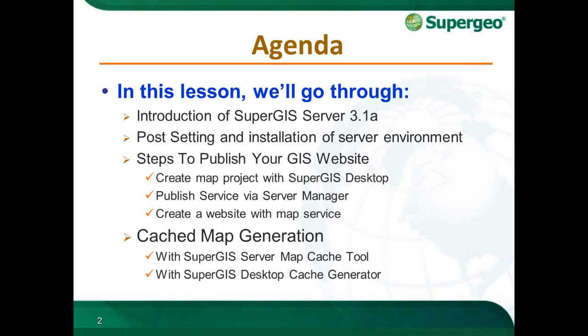Today our topic is Manage SuperGIS Server, which in today's lesson we're going to go through the introduction of SuperGIS Server 3.1a, talking about post-setting and installation of server environment. Also, we're going to go through the steps to publish your GIS website, including create a map project with SuperGIS Desktop, to publish service via the Server Manager, and to create a website with the map service. In the final part, we're also going to talk about the cache map generation, which is going to use the SuperGIS Server map cache tool, or the SuperGIS Desktop Cache Generator to generate a cache map file.